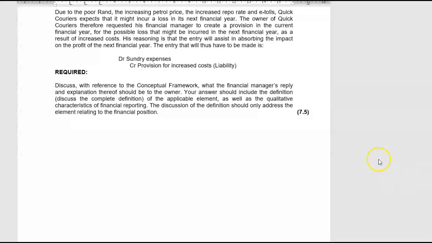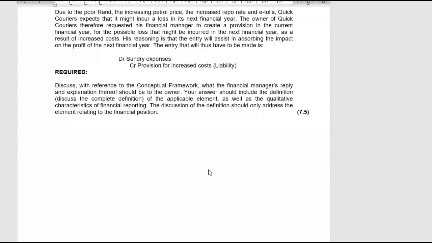Let's quickly have a look at Quick Couriers. During the poor rand, the increasing petrol price, the increased repo rate and e-tolls, Quick Couriers expected that it might incur loss in the next financial year. The owner of Quick Couriers therefore requested his financial manager to create a provision in the current financial year for the possible loss that might be incurred in the next financial year as a result of increased costs.